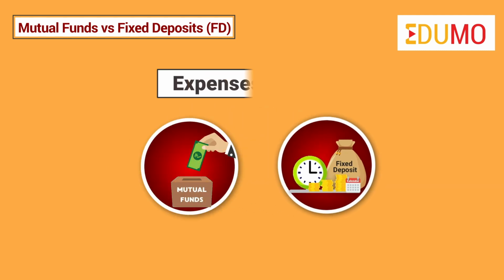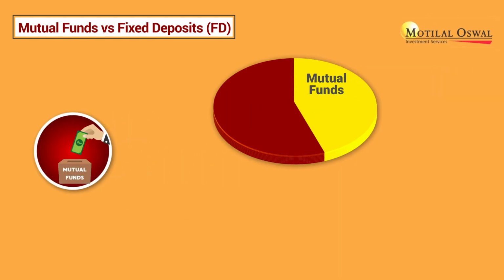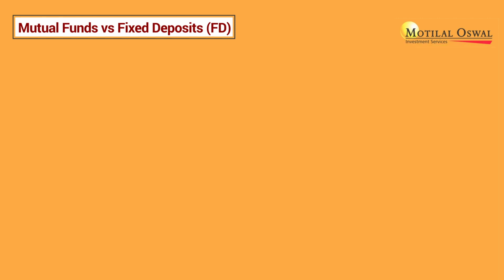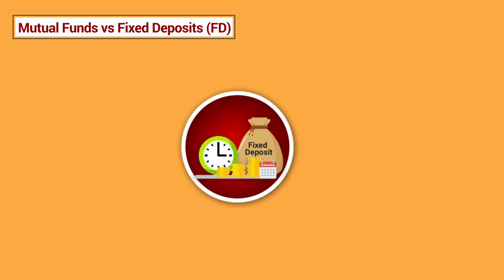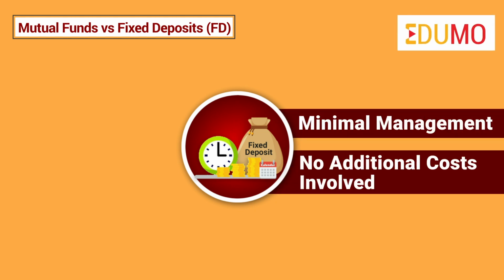Next, let's compare the expenses incurred in these investments. Mutual funds involve multiple expenses, which are deducted from an investor's total profit. These expenses are deducted to ensure the smooth functioning of the mutual fund. On the other hand, since fixed deposits require minimal management, there are no additional costs involved.